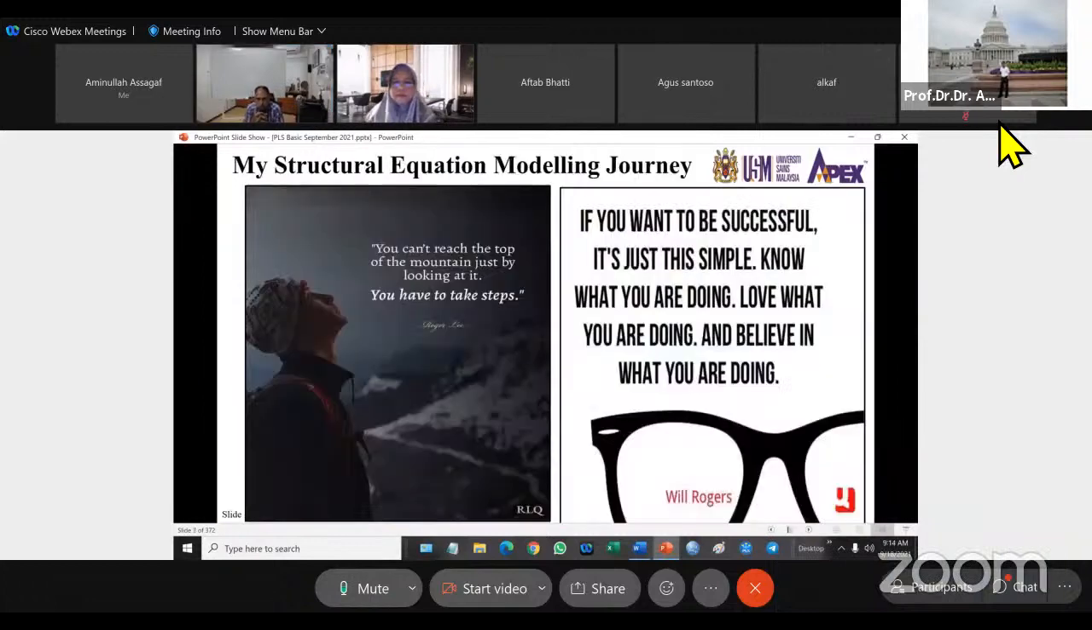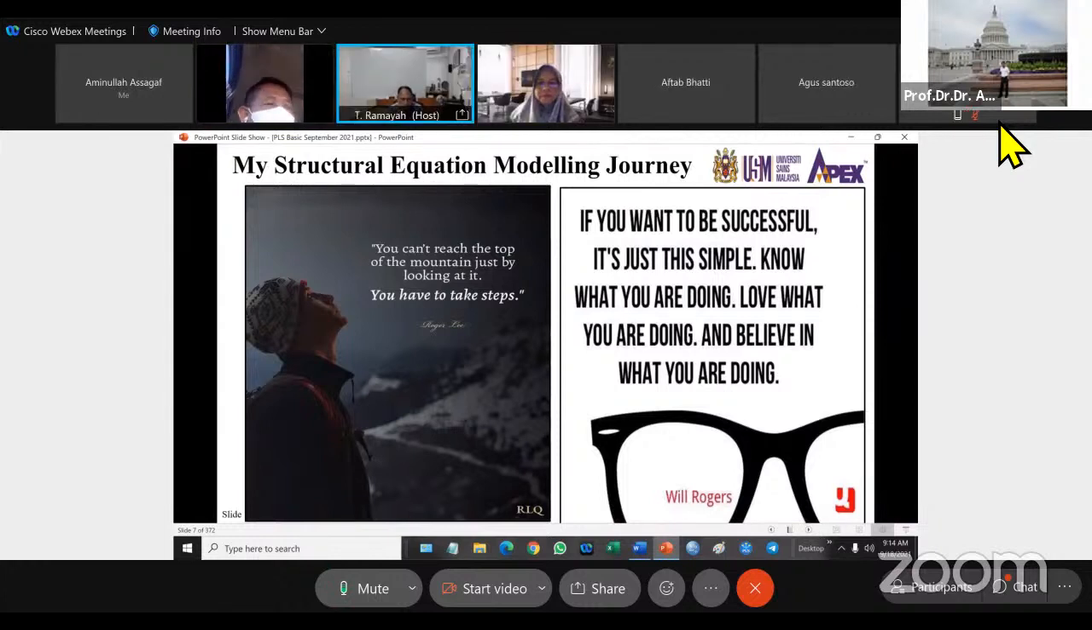My structural equation modeling journey started way back in 2008. Before 2008, I did not do any structural equation.